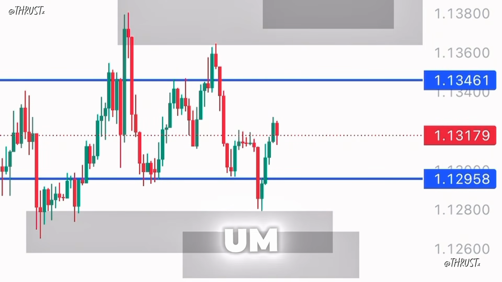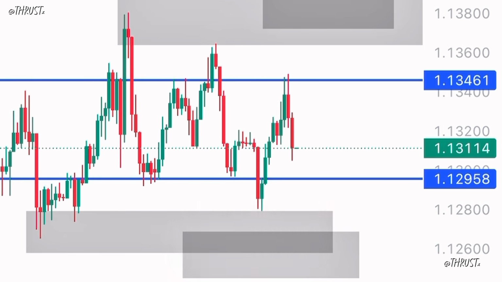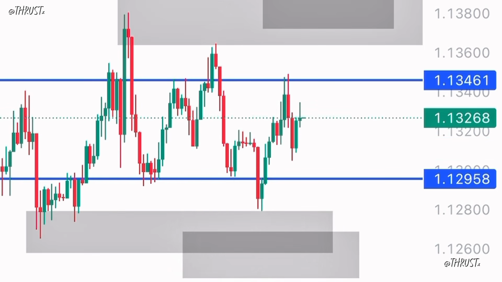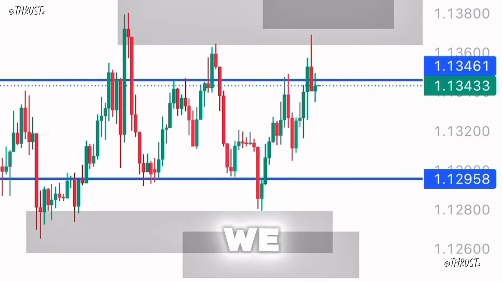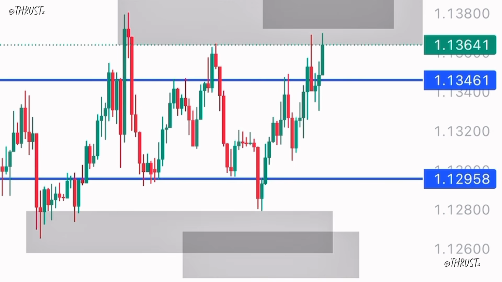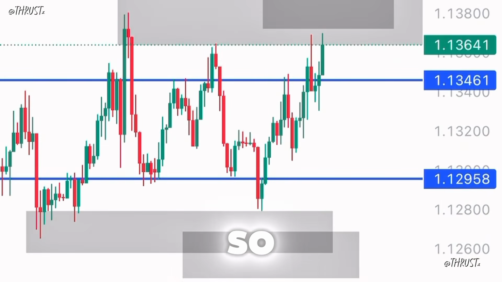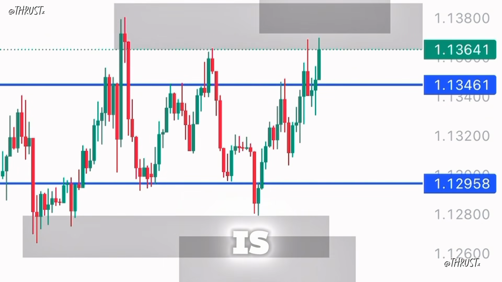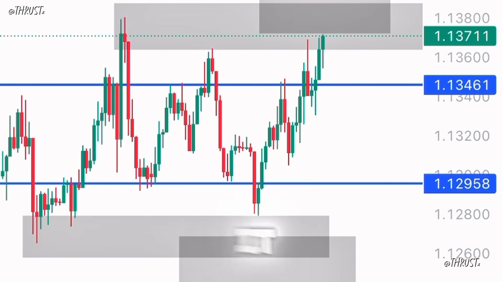Anyway, now the price is running. Let's see where it will go first. Seems like it's going up. We just have to wait. Okay, so it seems like the price has hit.